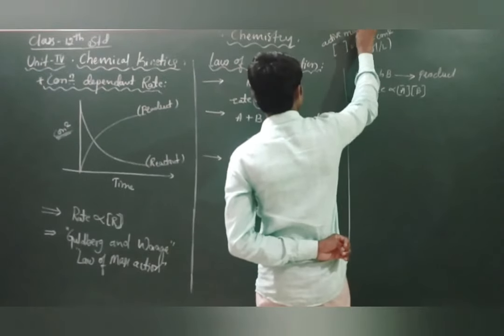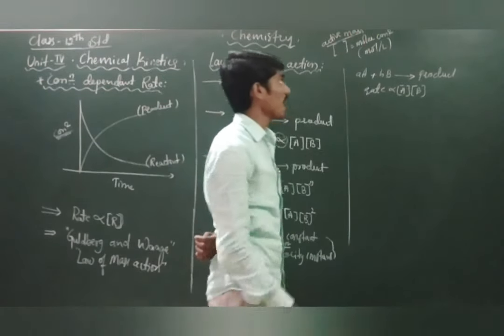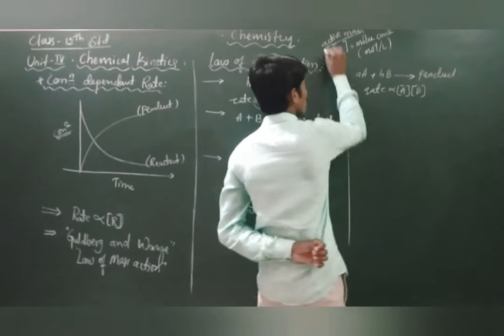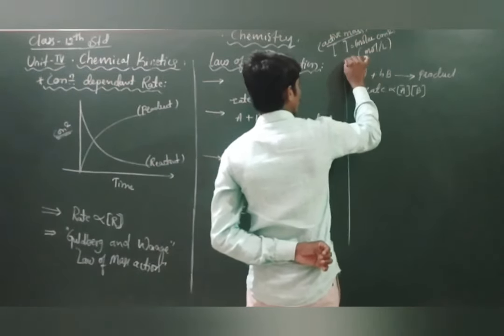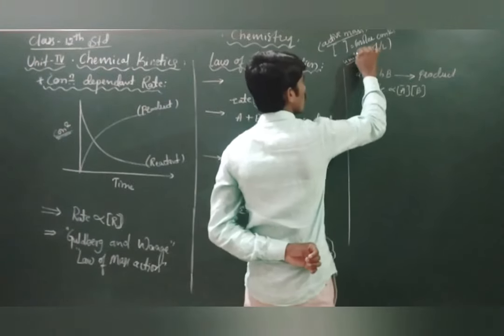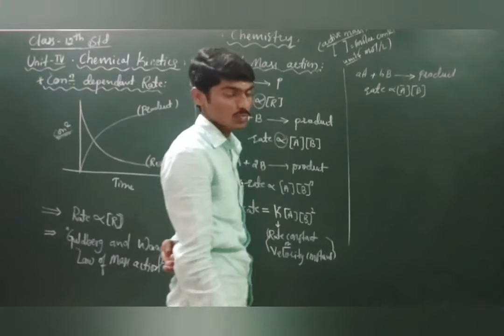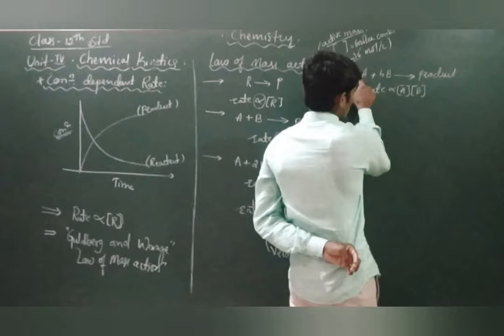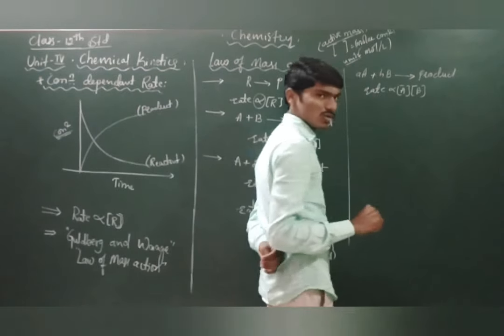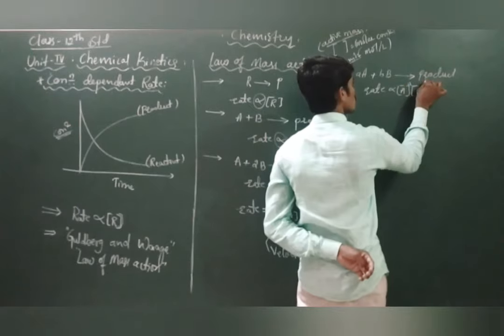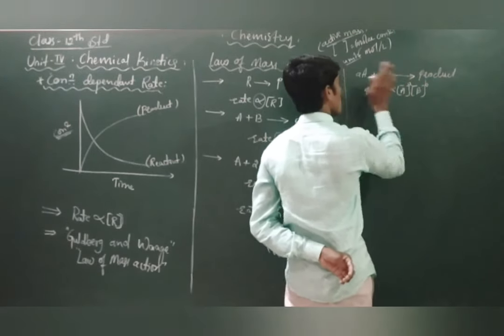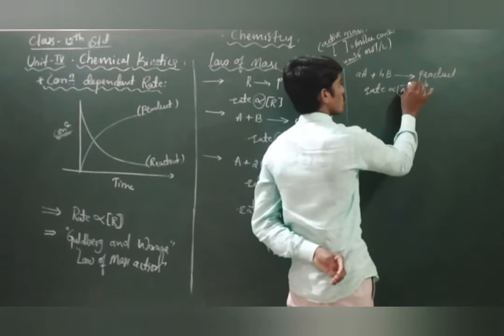We can also call it active mass. It is also known as active mass or molar concentration, and its unit is moles per liter. So here a and b are the stoichiometric coefficients. Therefore these concentration terms are raised to some powers which may or may not be equal to the stoichiometric coefficient.